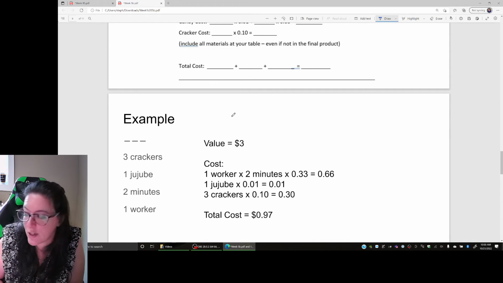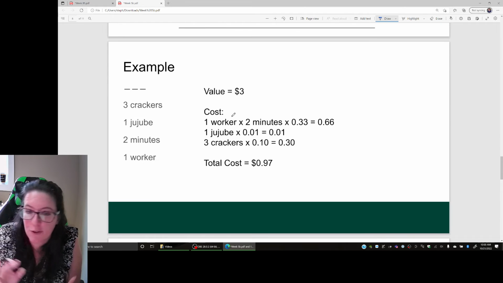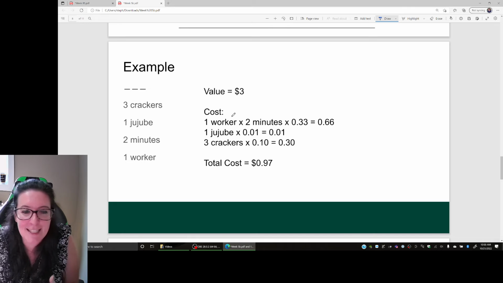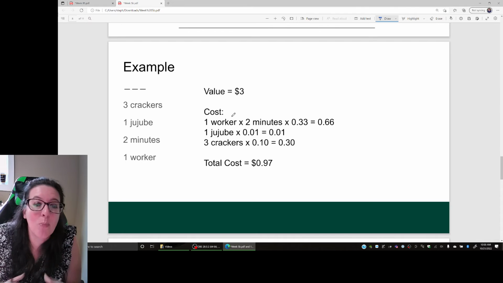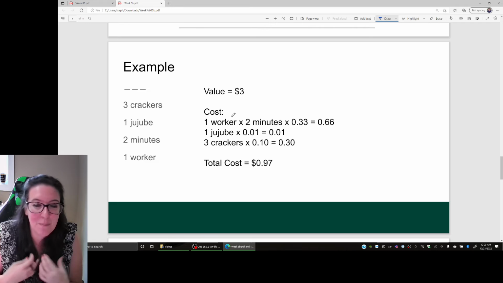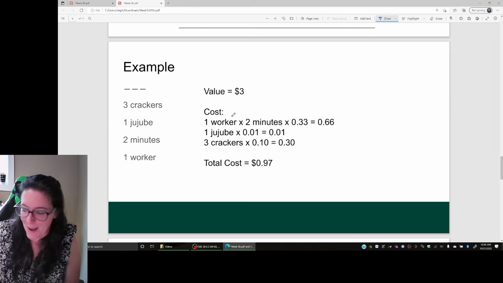How much does it actually cost to make it? Well, I'm 1 worker for 2 minutes at 33 cents. So the cost of the worker is 66 cents. The 1 candy decoration is 1 cent, and my 3 crackers cost me a total of 30 cents. So my total cost here is 97 cents. How productive am I at making these gingerbread houses? And is my method the one best way? Maybe your method is the one best way.